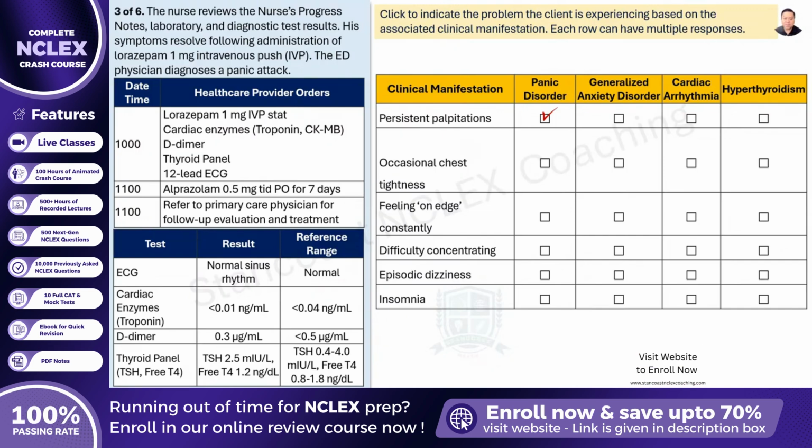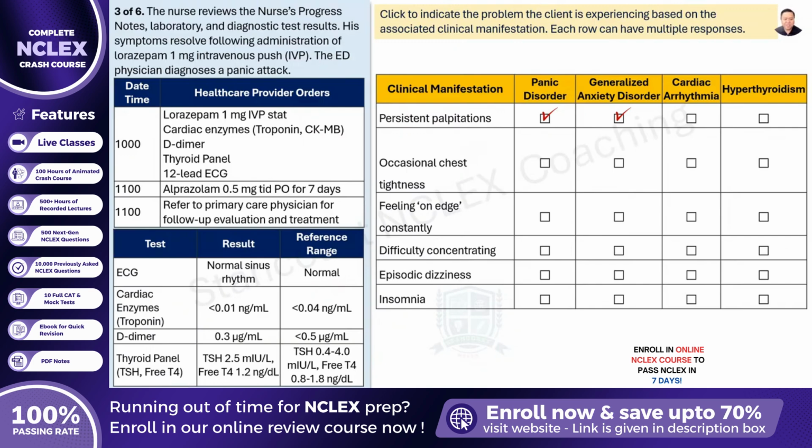Persistent palpitations is also associated with generalized anxiety disorder because GAD can cause constant low-level stress that can keep the sympathetic nervous system in overdrive. It can lead to persistent palpitations, and it's not as dramatic as a panic attack, but that always on edge feeling can make the heart beat faster over time.